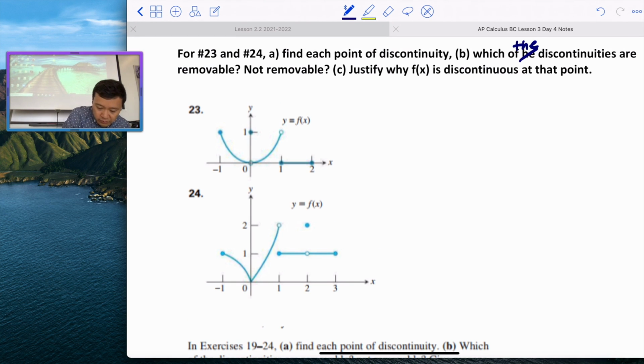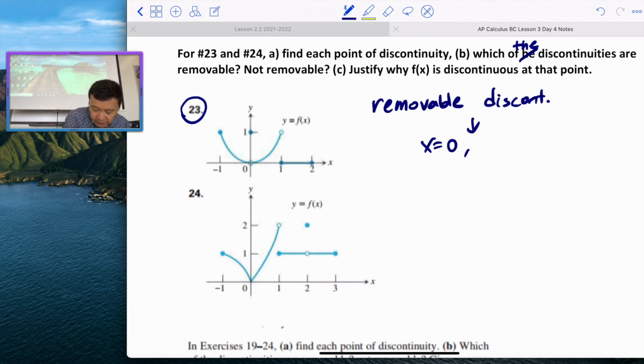If you look at number 23, let's point out where the removable discontinuities are. It appears to be x equals 0. x equals 1 will be a jump discontinuity, not a removable discontinuity. Once again, a removable discontinuity is just a single hole where, if you were able to somehow fill in that hole, the whole function would be continuous. But at x equals 1, it wasn't just a single hole; you have this gap from the y value of 1 to the y value of 0. That's the distinction between a jump discontinuity versus a removable one. So for 23, I only see a single removable discontinuity at x equals 0.